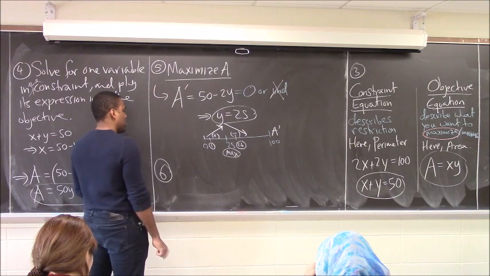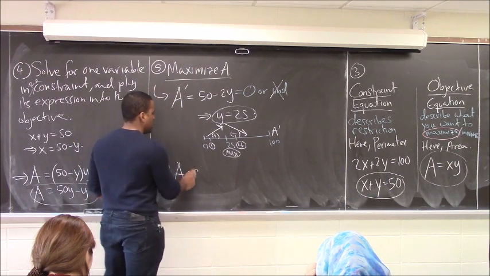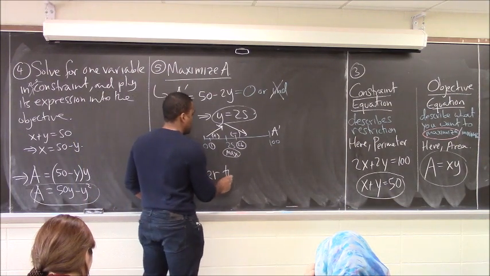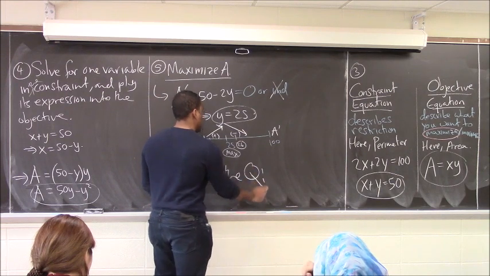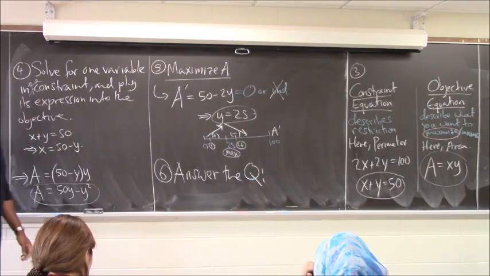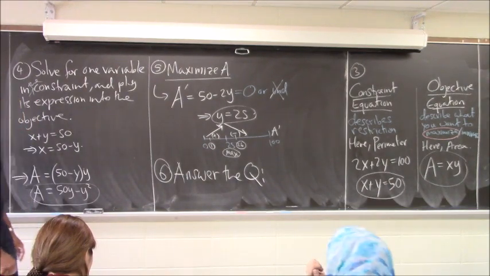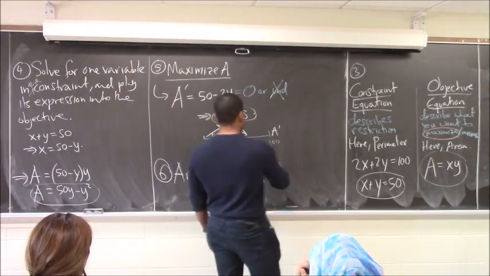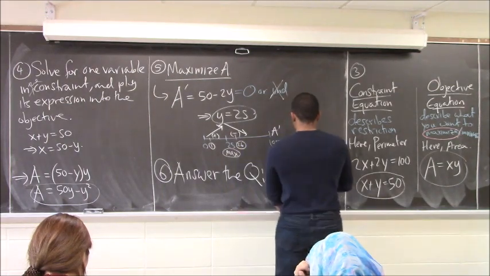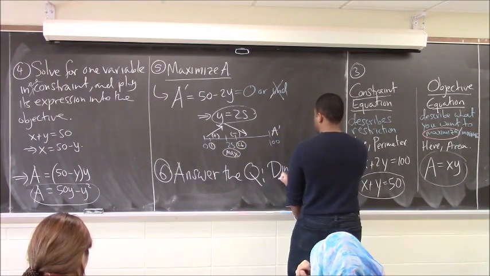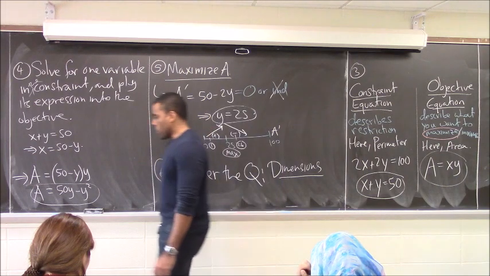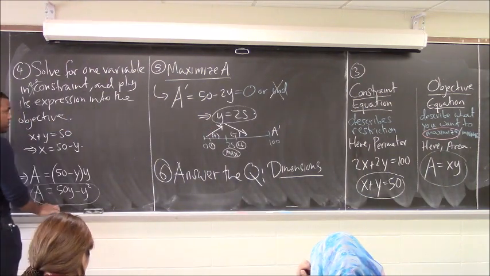And similar to the final step of the related rates problem is answer the question. Okay. So the question is going to ask you for something very specific. And in this case, it asks us for the dimensions. So knowing one side length is not enough, I need to find the other one.